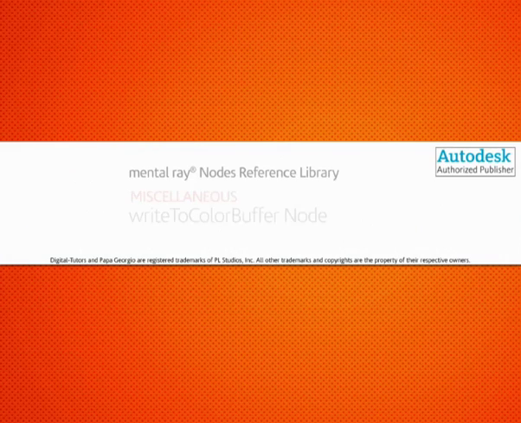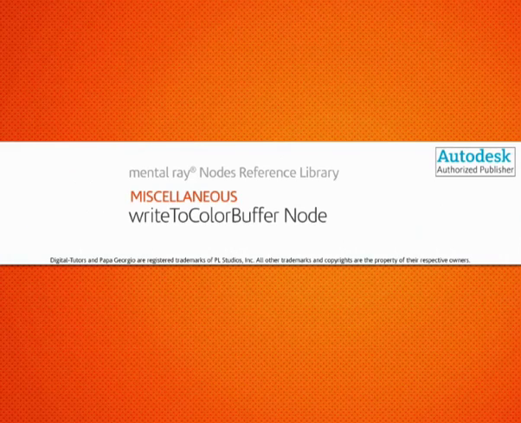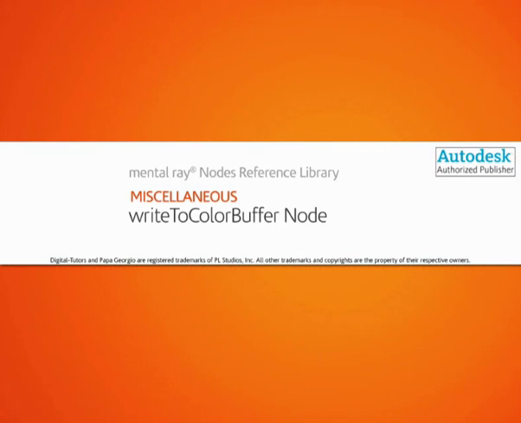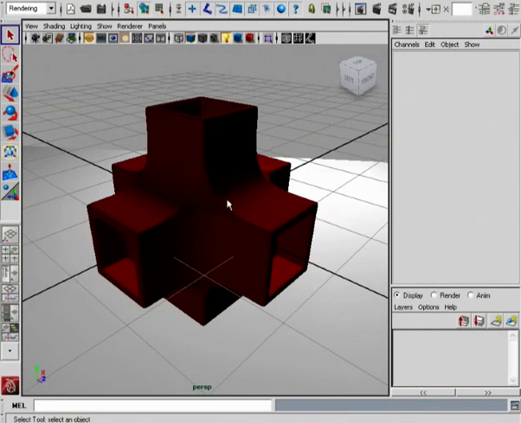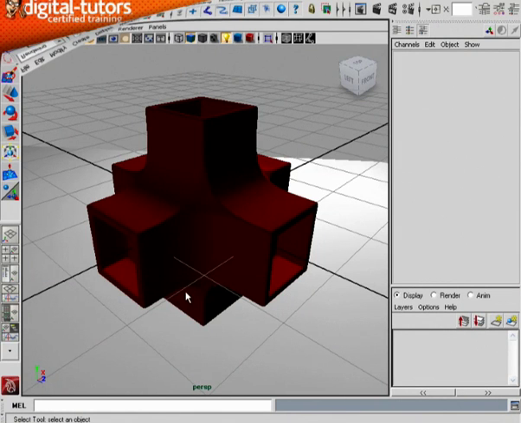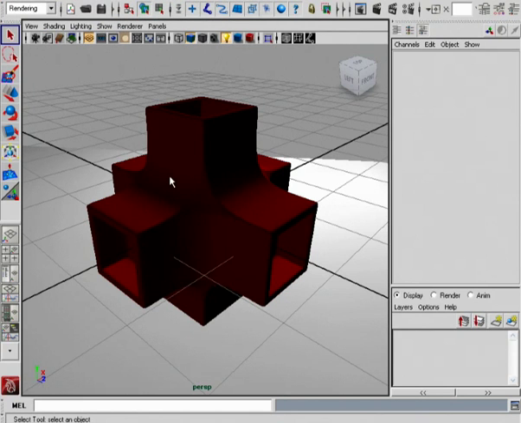In this lesson, we'll take a look at how we can utilize the write to color buffer nodes. This is a node that is useful for being able to write out color information for the pass materials that normally are not supported by Maya 2009's pass rendering system. An example for this would be something like the fast subsurface shader.